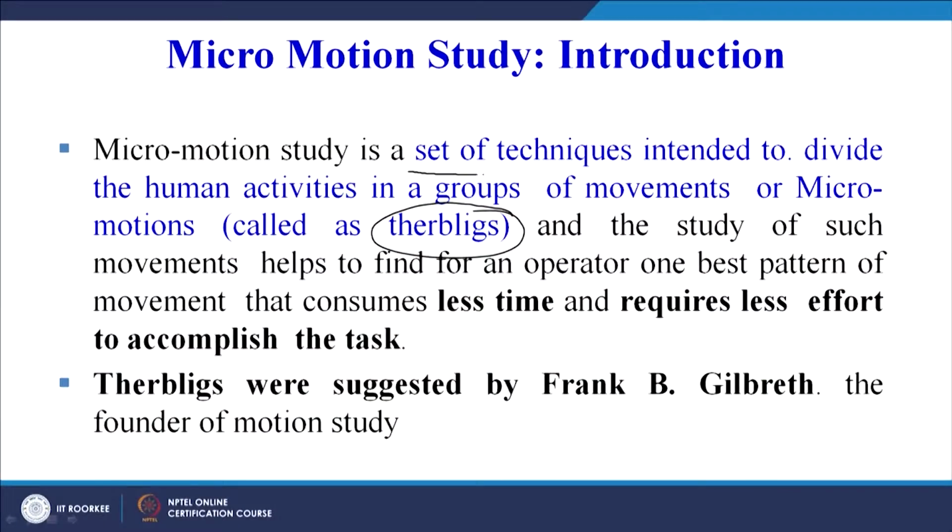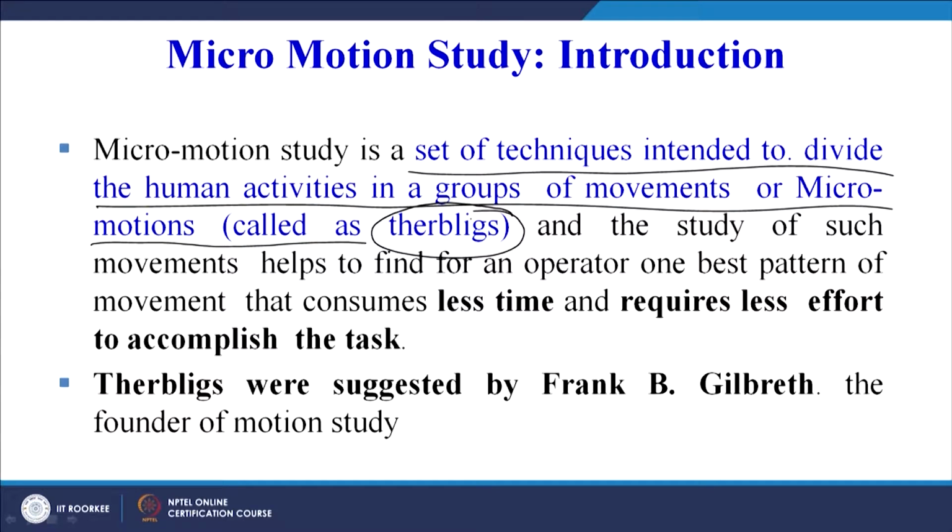But what is micro motion study? Micro motion study is a set of techniques intended to divide the human activities into groups of movements or micro motions called the Therbligs. So, these micro motions, as a family, as a group, are usually called the Therbligs. And what are Therbligs? We will have a special session on Therbligs. Maybe the next session will be on Therbligs only.